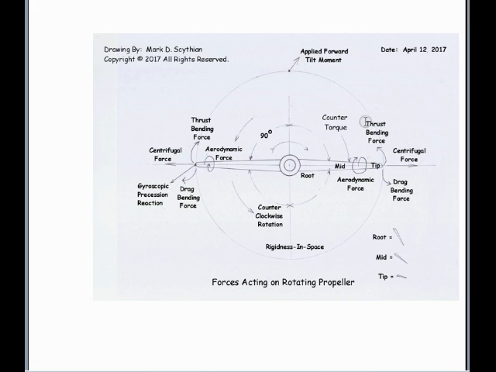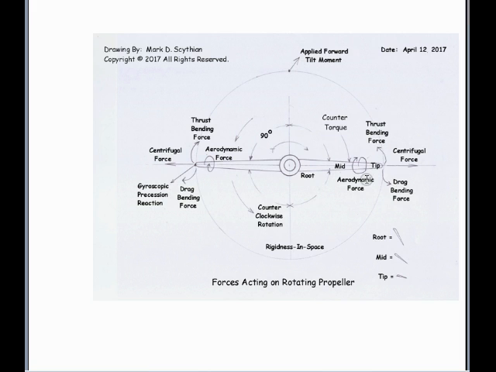The next is the thrust bending force. Just like on a fixed wing airplane, there is a moment in the form of thrust. In this case, since the blades or the wings are rotating, it's going to cause a bending force upward, or if we're looking at the propeller facing it, it's going to create a force in the form of bending force forward.